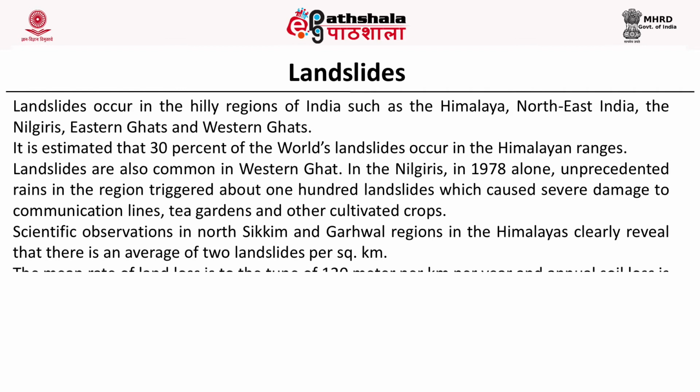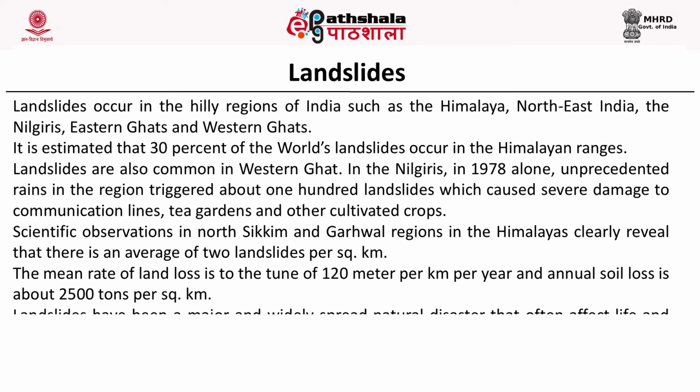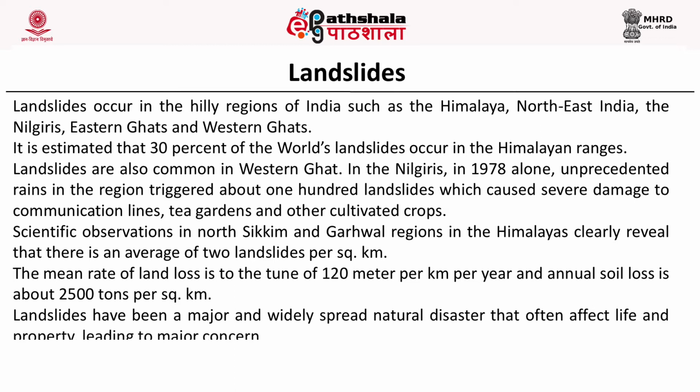Scientific observations in North Sikkim and Garhwal regions of the Himalayas clearly reveal that there is an average of 2 landslides per square kilometer. The mean rate of land loss is to the tune of 120 meters per kilometer per year, and annual soil loss is about 2500 tons per square kilometer. Landslides have been a major and widely spread natural disaster that often affects life and property, leading to major concern.